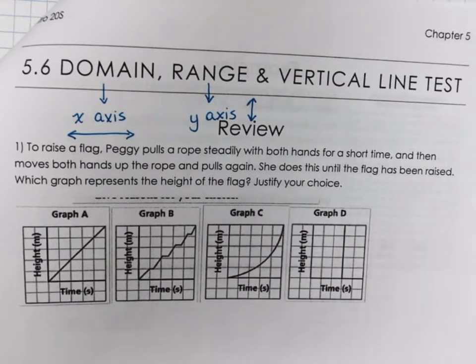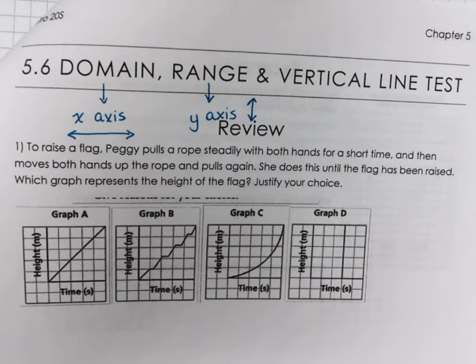Good 5.4. This is going to be on your quiz on Monday. What graph would match that scenario? So she puts hands over hands, pulls, goes up, pulls, hand over hand, pulls the rope down. Rahat? I think it would be graph number C. Graph number C, okay.